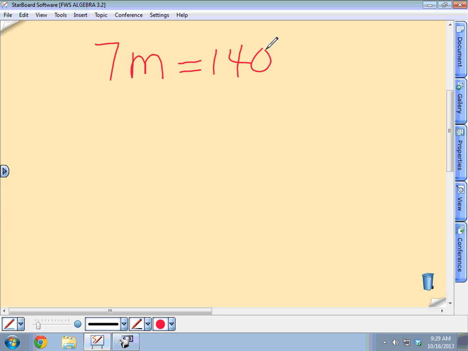Multiplication. Notice I'm multiplying 7 and m. You're not going to see that dot anymore, but you're still multiplying. So I just do that. Okay? And to get rid of multiplication, I do the opposite.